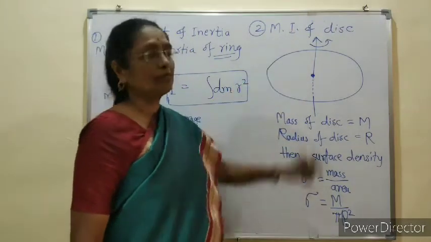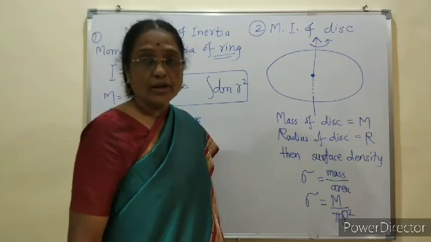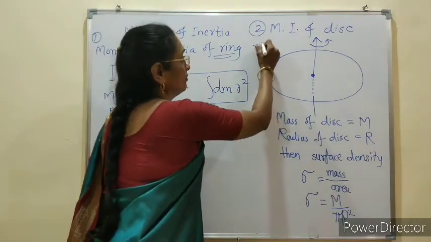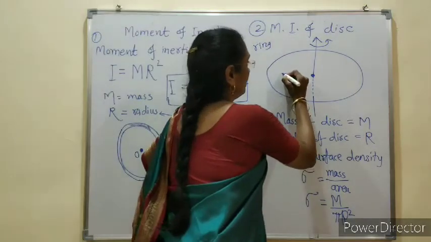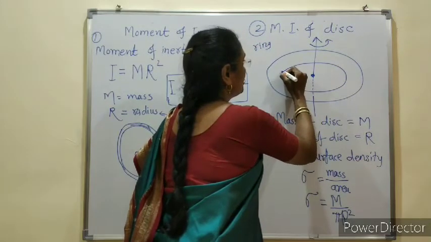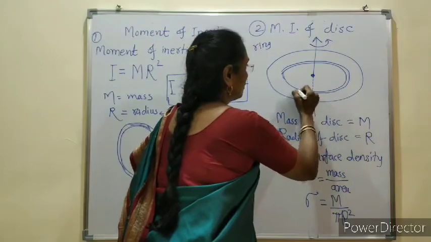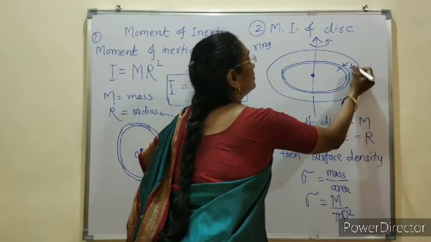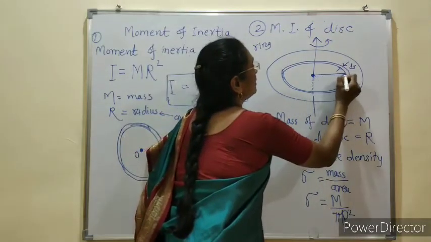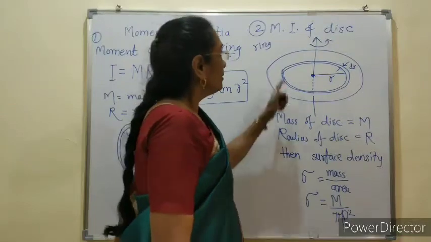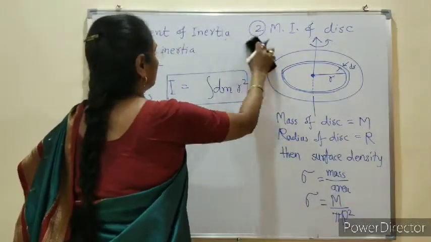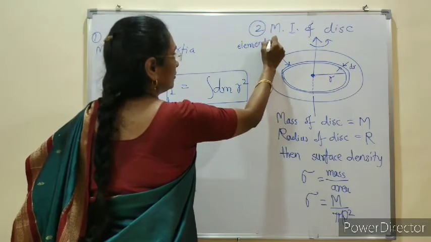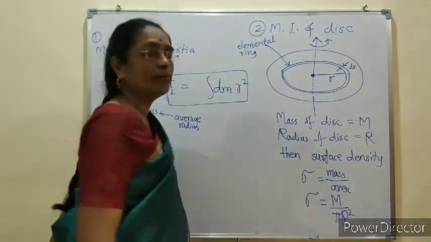Now for the derivation of moment of inertia, we have to consider one element of disk, and that element is in the form of a ring. That ring can be shown here, which is concentric with the disk like this. It is having thickness or width as dr. Ring is having radius equal to r. This ring is called the elemental ring. It is representing the mass element.